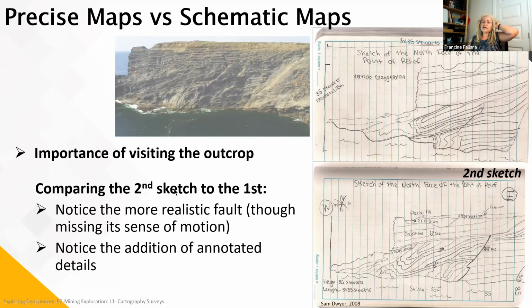Comparing the second sketch with the first, we noticed the more realistic fault in the second one. See, there was a kind of rough line here, but we didn't know what it was. Now that it's defined as thicker, with an orientation, we know exactly that it is a fault. So that's also important. If you know that you are going back, then you can have different stages of your sketches.